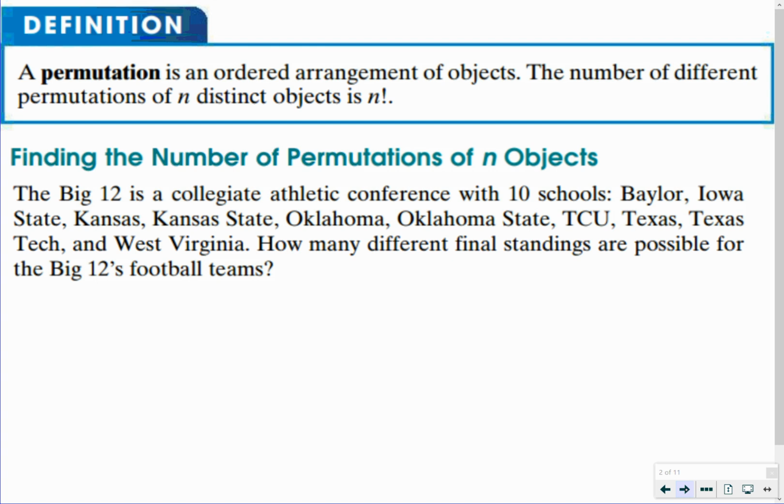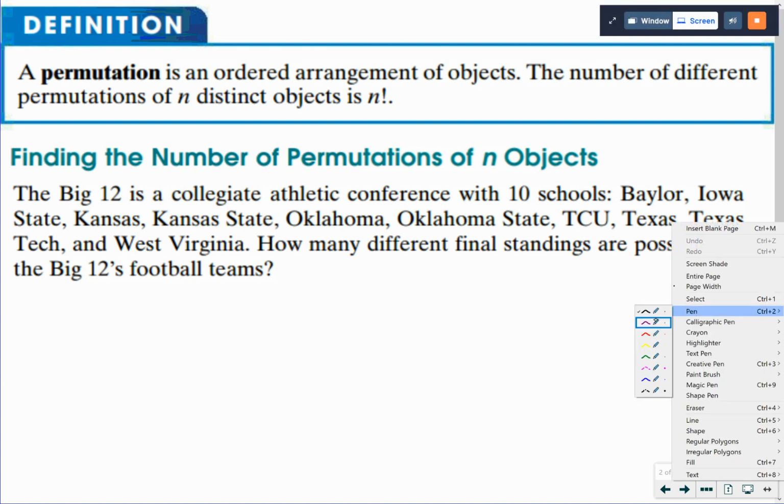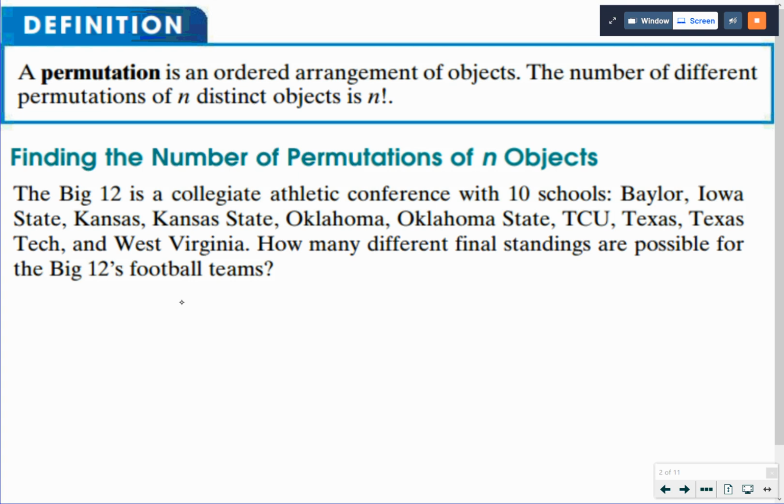All right, so an example at the bottom here says the Big 12 Collegiate Athletic Conference has 10 schools. How many different final standings are possible for the Big 12's football teams? We have to figure out for each position, first place, second place, third place, fourth place, how many possible teams can fit there. So for first place, there are 10 possible teams.